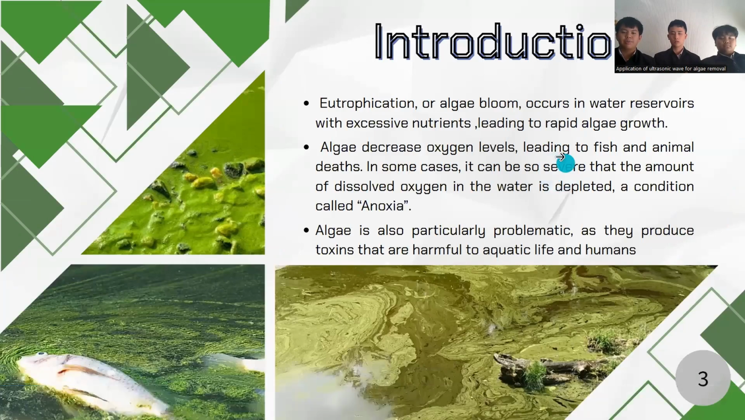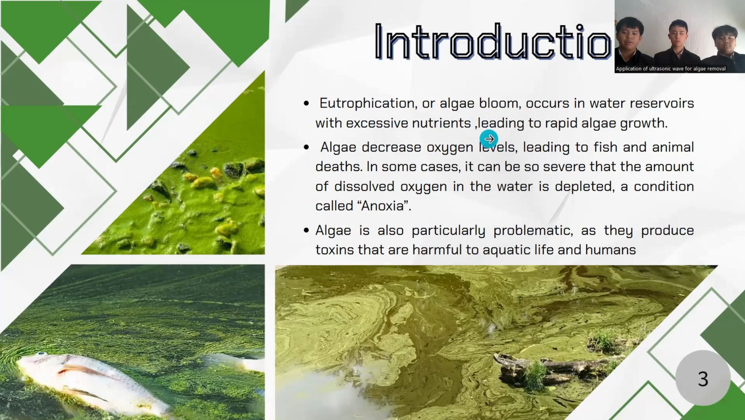Eutrophication, also known as algae bloom, is a phenomenon that occurs in water sources that are rich in nutrients like nitrogen and phosphorus, causing the algae to grow rapidly and float on the surface of the water. When the algae die, the decomposition process by bacteria that use oxygen dissolved in the water will occur. This causes the water to become polluted and smelly.